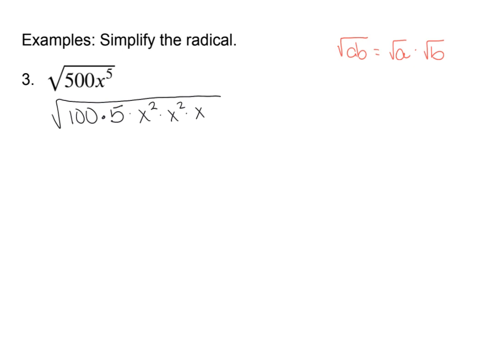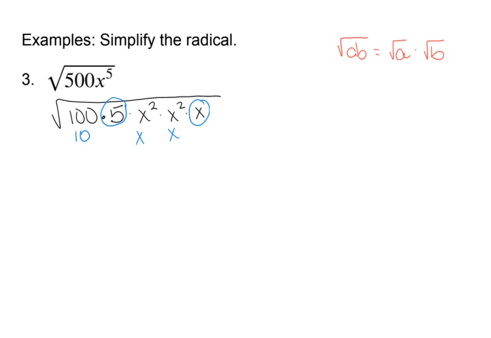Now the shorthand way of doing the next step is to go ahead and do the square roots that we can. So the square root of 100 is 10. Now that 10 is just a regular old 10. It's not under the root anymore. The square root of 5 is going to be a decimal, so I'm going to leave it underneath. The square root of x squared is x, both times. But the square root of a regular old x, I have to leave underneath. We can't do that.